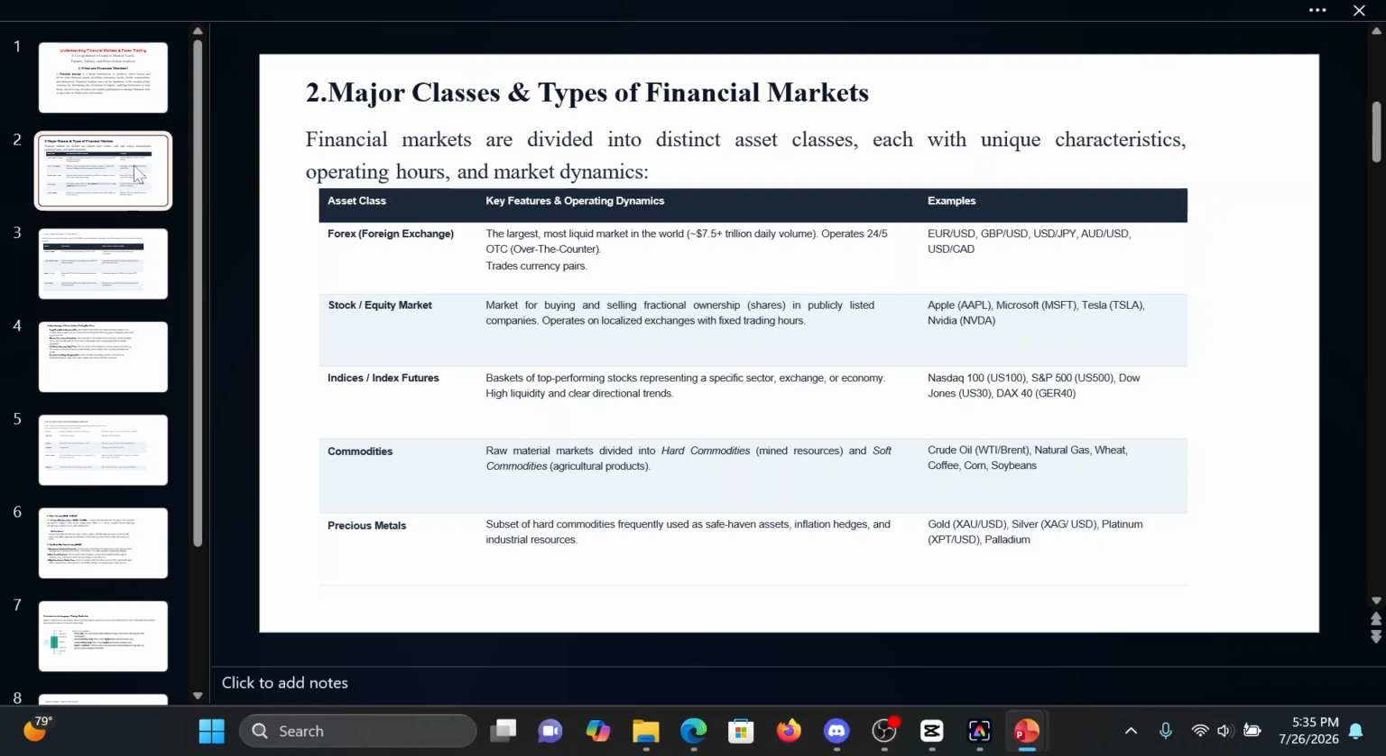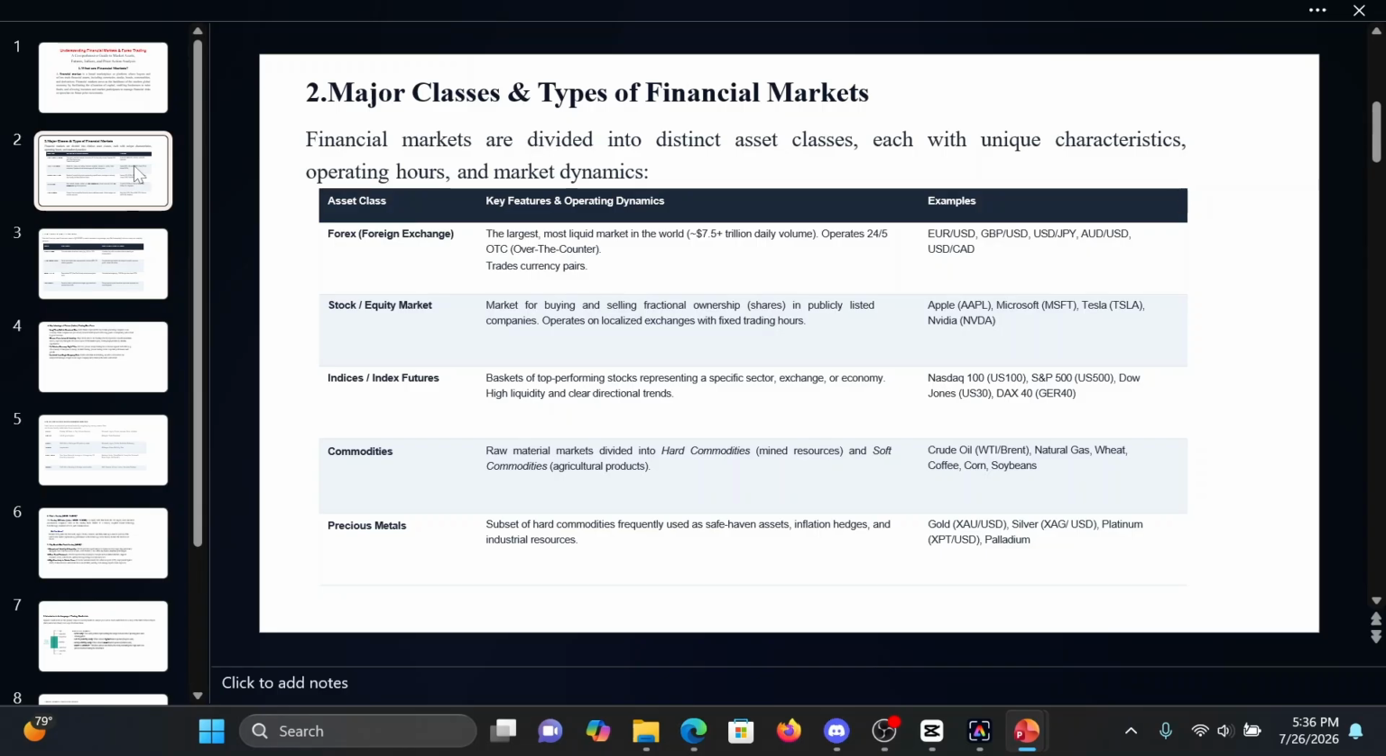So let's look at the asset classes and the key features with examples. Number one, we have foreign exchange, which you people know as the Forex market. It is the largest, most liquid market in the world, with the highest volume of money, over 7.5 trillion daily volume. So every day, the money in play within this market is 7.5 plus trillion US dollars. That's the big chunk of cake which you also want to bite on and grab something from.